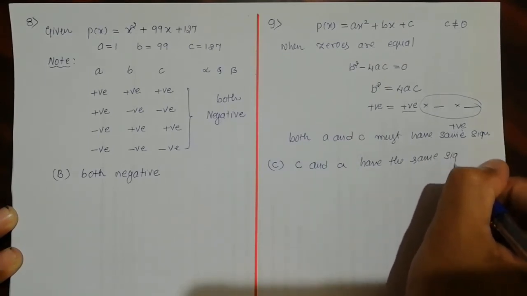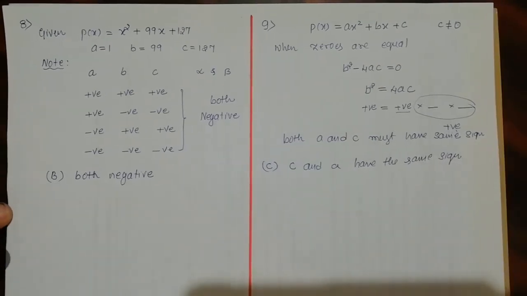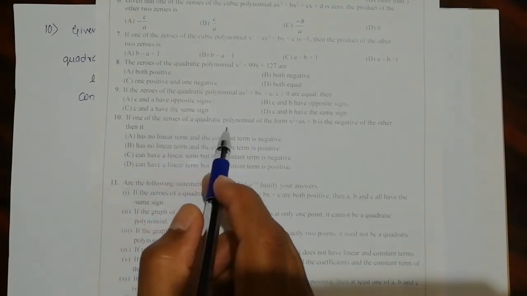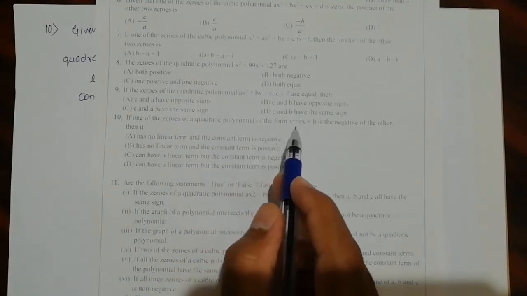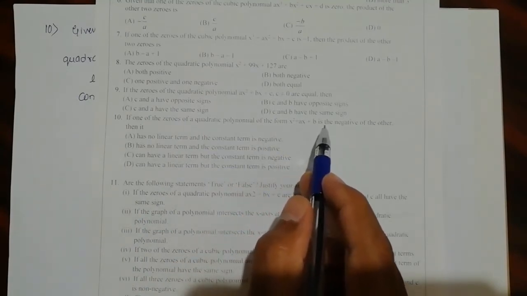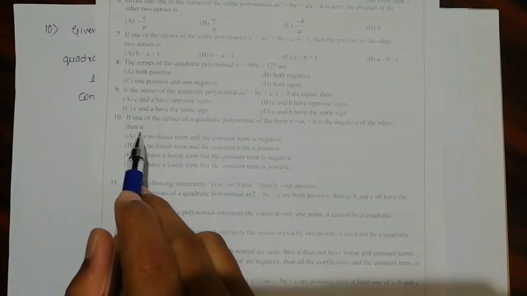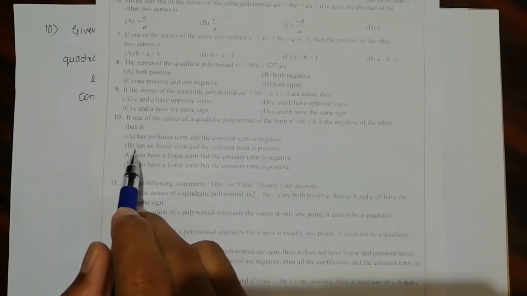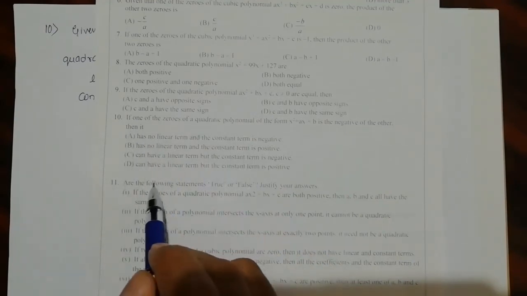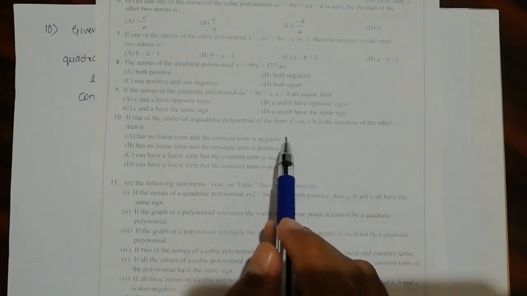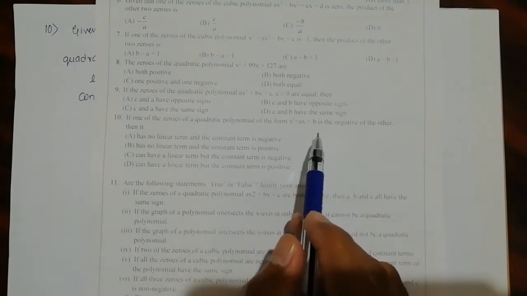C and A have the same sign is the right answer. Look at the last question in the multiple choice questions, the 10th one. If one of the zeros of the quadratic polynomial of the form x square plus ax plus b is the negative of the other, then it... okay, the options are actually like this. Now look here, this situation already came up in the theoretical problems.